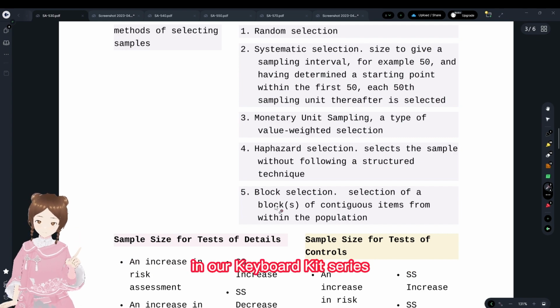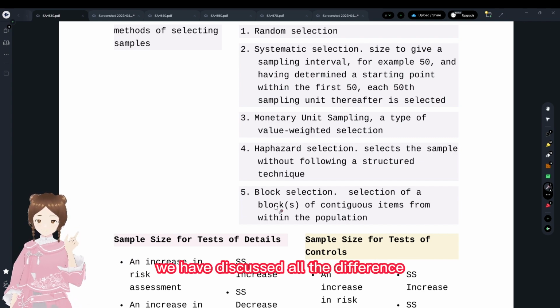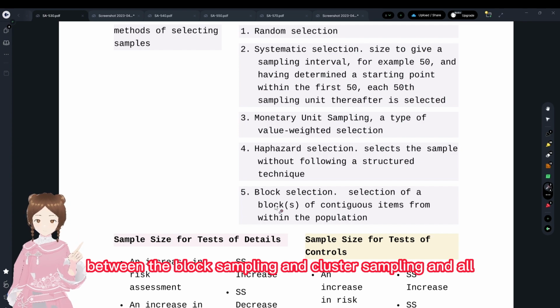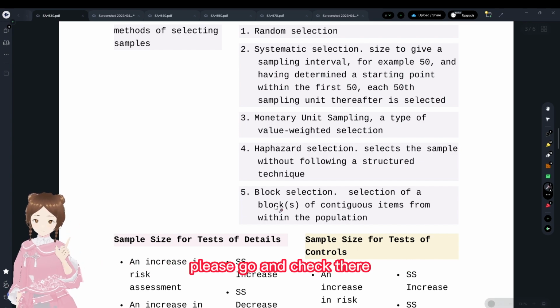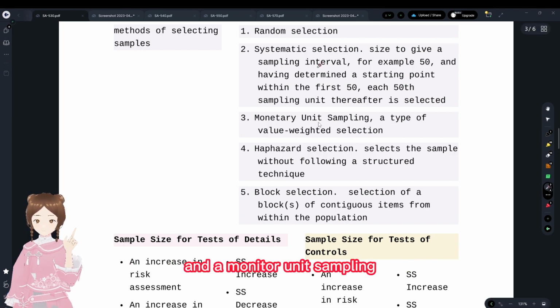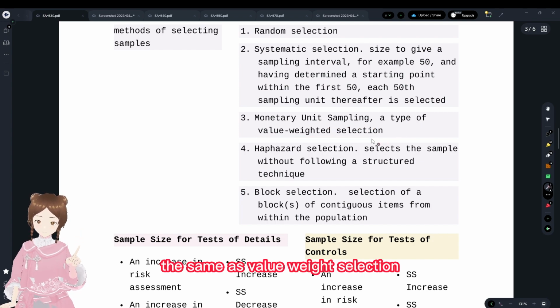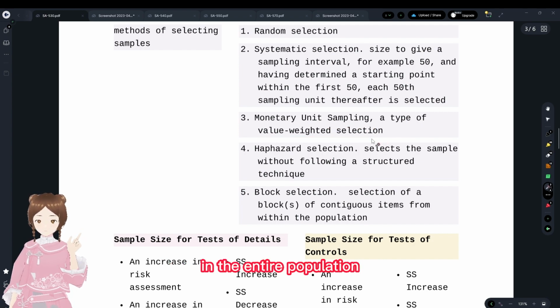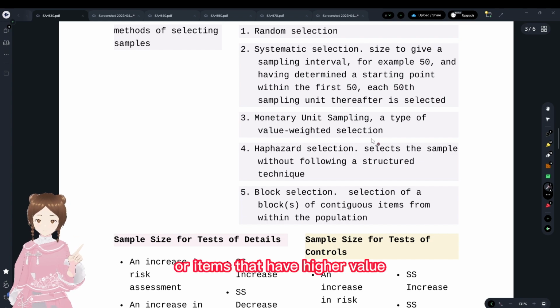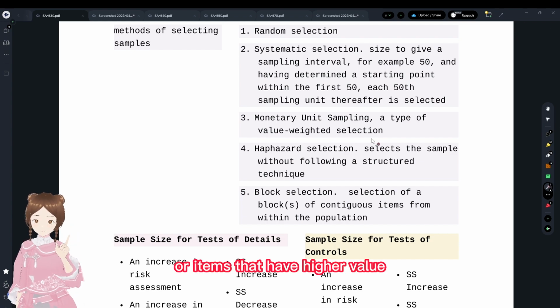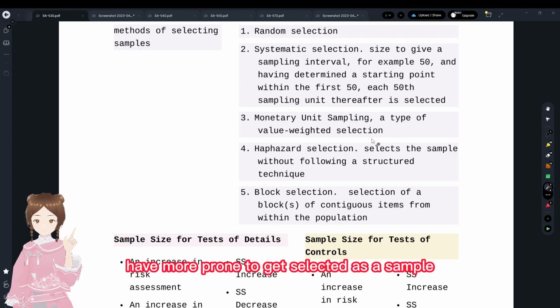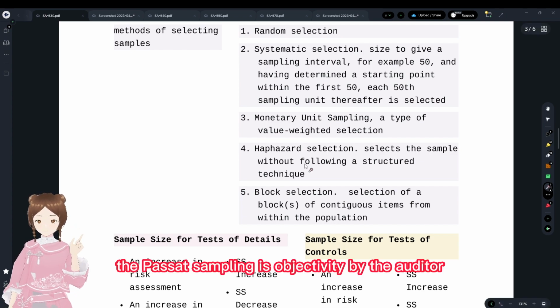In our keyword kit series, we have discussed all the differences between block sampling and cluster sampling. Please go and check there. Monetary unit sampling is the same as value weighted selection: in the entire population, the items that have higher value are more prone to get selected as a sample. Haphazard sampling is objectivity by the auditor.